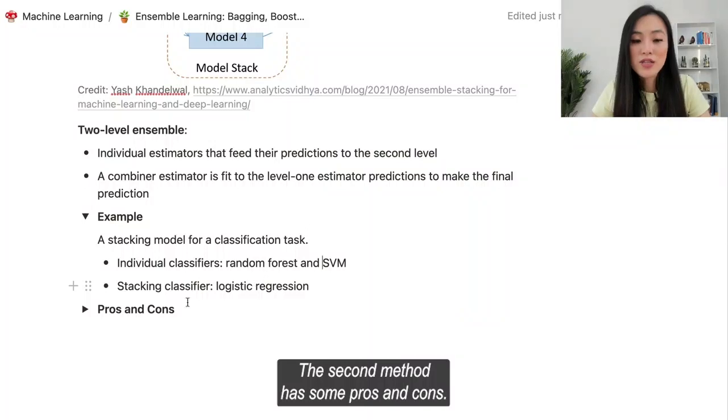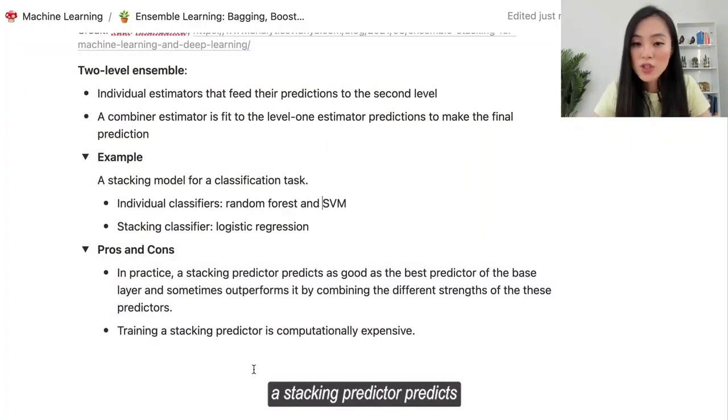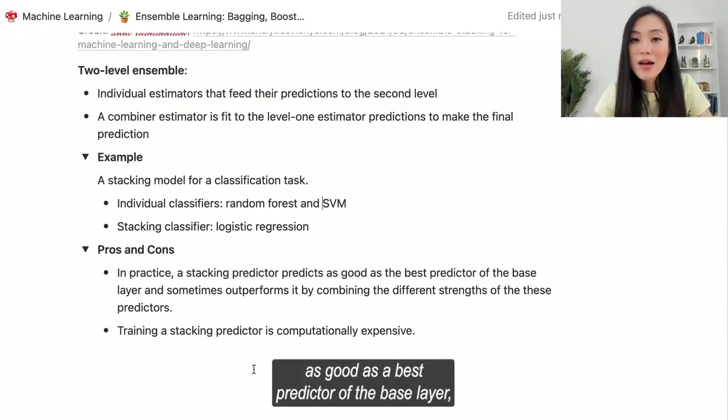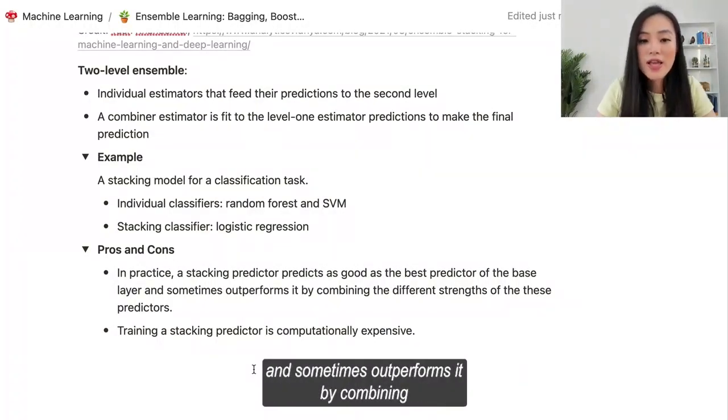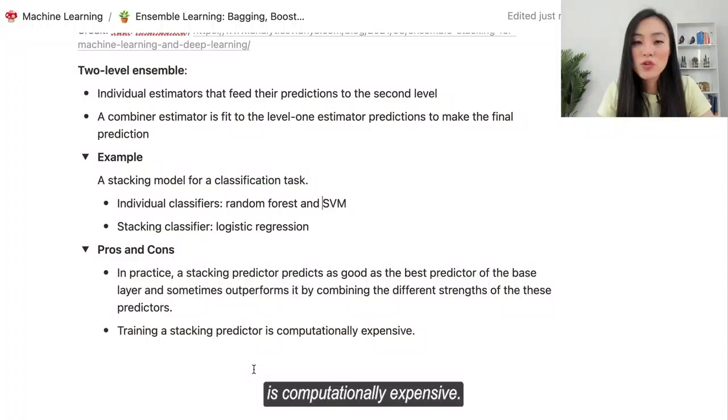The stacking method has some pros and cons. In practice, a stacking predictor predicts as well as the best predictor of the base layer and sometimes outperforms it by combining the different strengths of these predictors. But training a stacking predictor is computationally expensive.